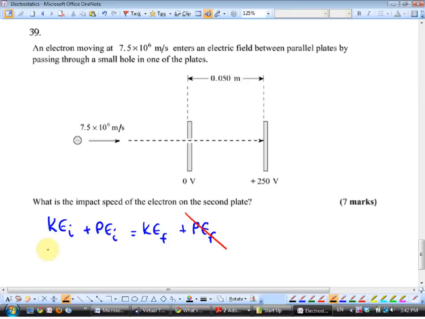So let's see. We're going to have a half mv initial squared plus. Now, potential energy between parallel plates, that's the middle row. Can you get me the energy by itself in that middle row there, please? That's voltage and electric field. That's not energy. I know it's an E, but there's no P next to it. Don't get E and EP mixed up, please.